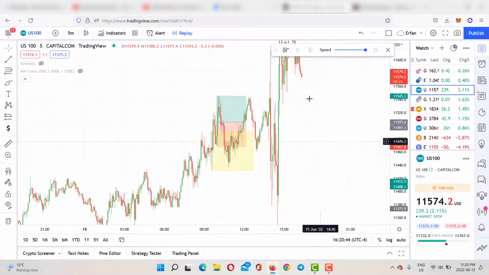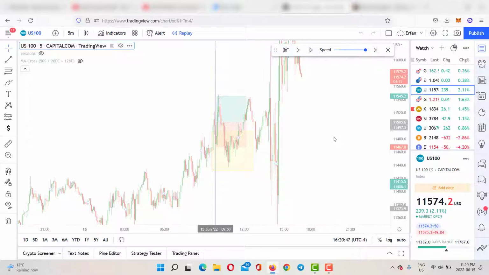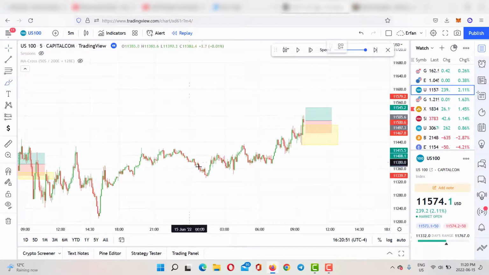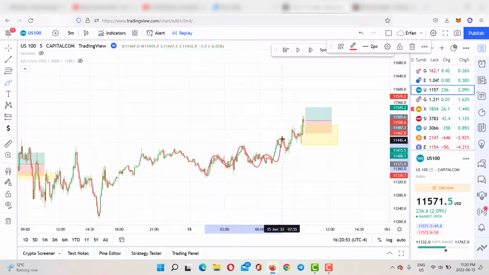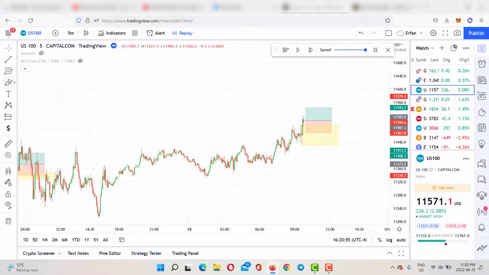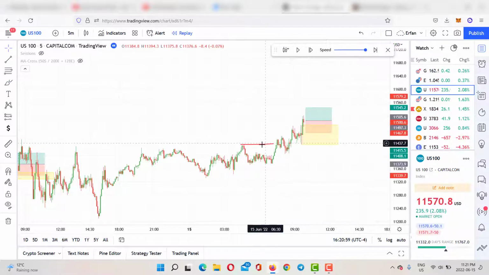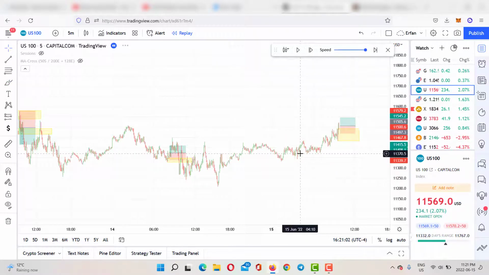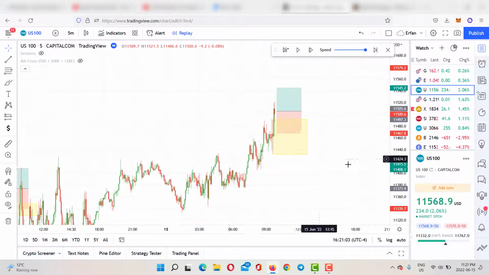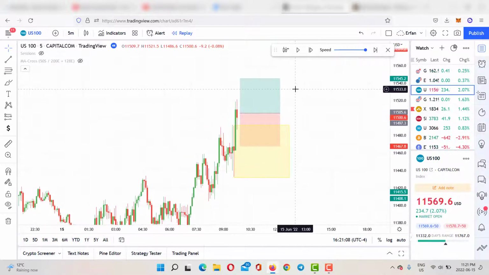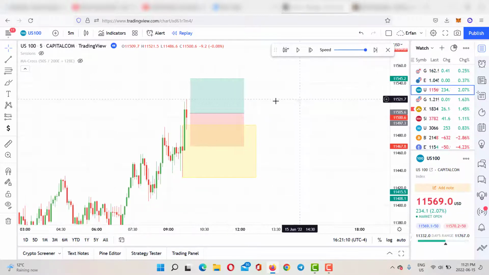NAS 100 was a really interesting one. And if I show you what happened, it's exactly the same thing. On the 5-minute time frame, I noticed that we have higher highs and higher lows, multiple breakout structures towards upside. As you can see, this breakout structure, this one. So we definitely can see that the trend of the market is towards upside. So I don't really have to switch my time frame to the 15-minute time frame. 5 minutes is absolutely enough to show me what the trend looks like.